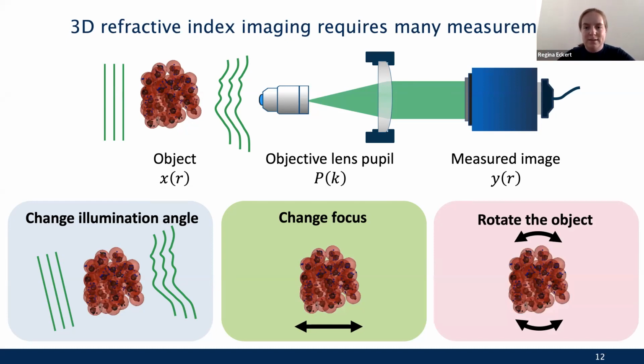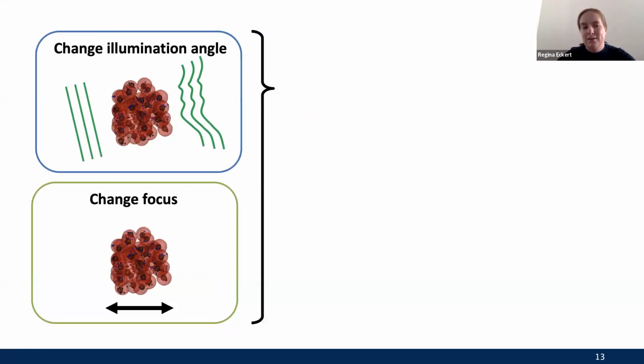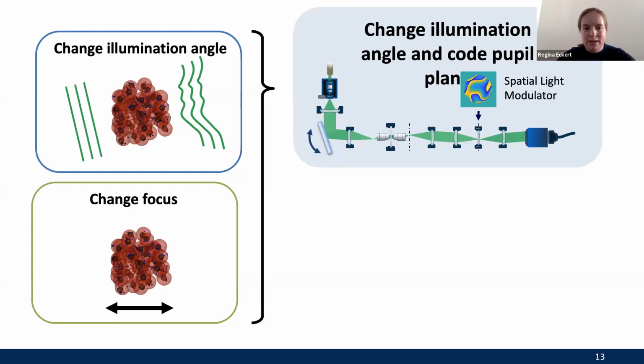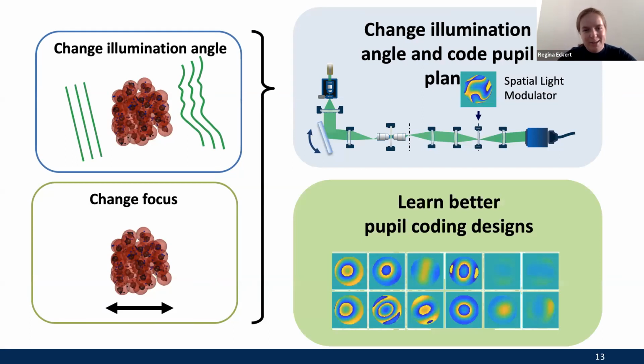What I did in my PhD was I said, okay, how can we actually encode this information about the object best in the measurements that we're taking? And the system I came up with is to combine this change in illumination angle with the thought that we want to change our focus for different measurements. What this culminated in is a change in illumination angle and coding at our pupil plane. So we're introducing a spatial light modulator element into our system to constrain our measurements more. Something else you can do with this that I'm not going to talk about in this talk is use it in an end-to-end learning situation and learn better pupil coding designs, which is fun.